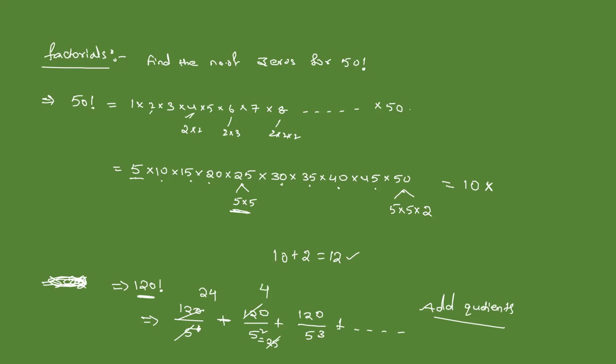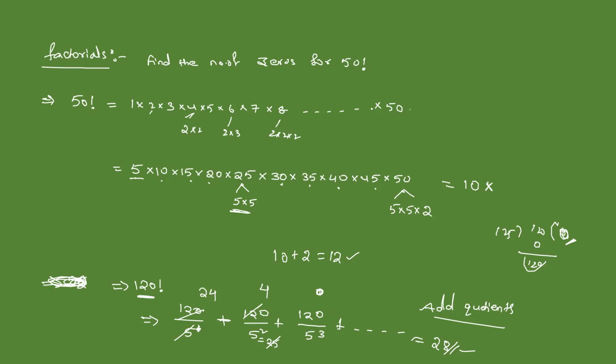120 by 125. What is the quotient we will get here? 0. Why? Because 120 is smaller than 125. The remainder will be 120, but the quotient will be 0. From here onwards, whatever power of 5 we take, the quotient will become 0. So the number of zeros in this case will be 28 in number. Please observe here.